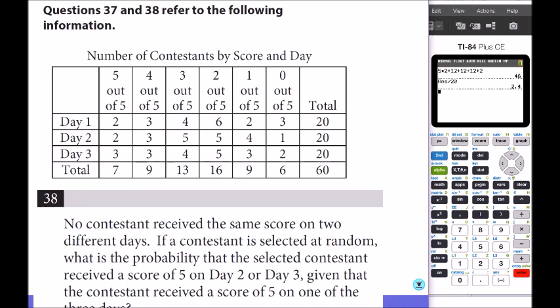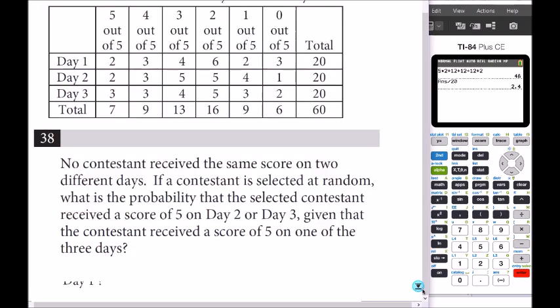38. Okay, same question, same table. No contestant received the same score on 2 different days. If a contestant is selected at random, what is the probability that the selected contestant received a score of 5 on day 2 or 3? Day 2 or 3, so there are a total of 5 people.